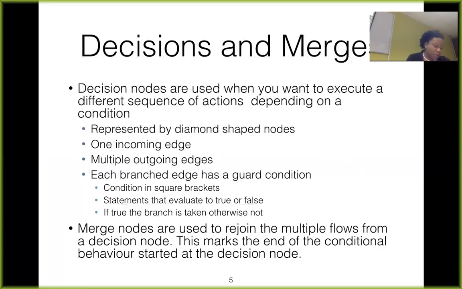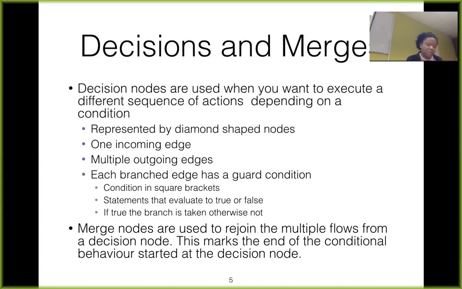Usually there's one incoming edge and multiple outgoing edges. Each branched edge has a guard condition. The guard condition is what says whether this particular flow in the activity will take place or an alternate one. Right. So if not authorized is true, then you're going to go in the direction of not authorized. If authorized is true, then you go in the direction of authorized.